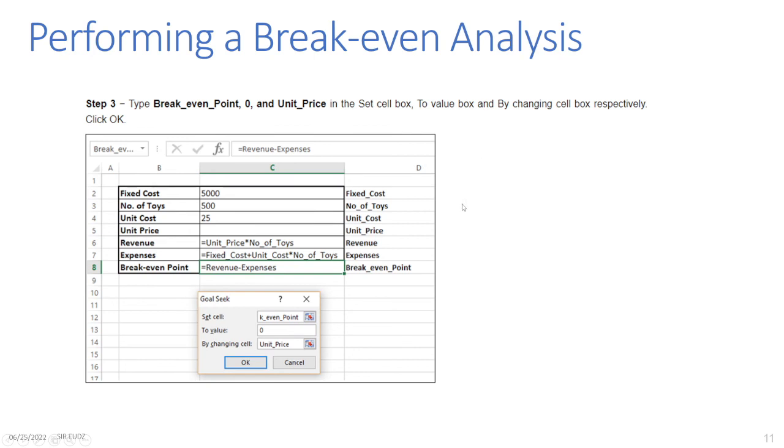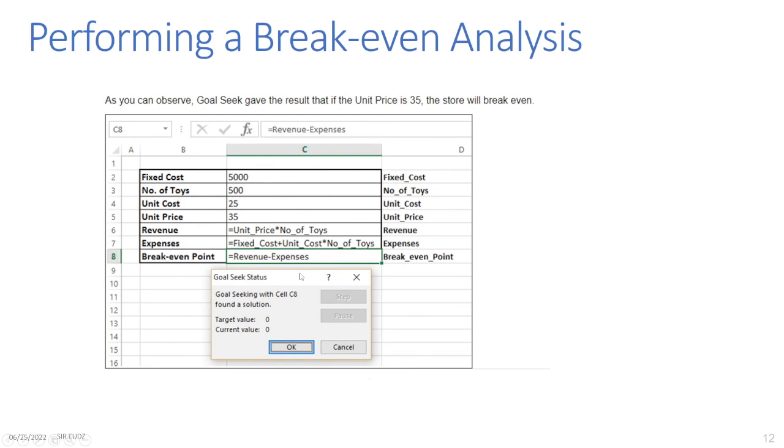And then the result is the unit price should be 35, so that we can have a break-even value using this fixed cost. So that means the price we should give to the product should be more than 35, so that we could have a revenue. If the price we give to the product is 35, we just break even. So that means we don't have any profit and we don't have any loss.